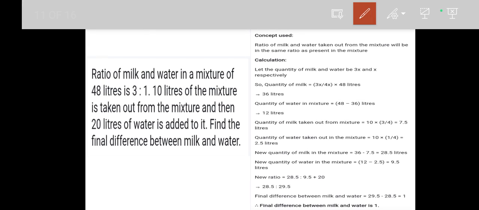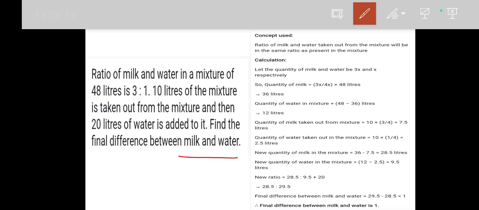Next question. The ratio of milk and water in a mixture of 48 liters is 3 is to 1. 10 liters of the mixture is taken out from the mixture and then 20 liters of water is added to the mixture. Find the final difference between milk and water. So we have a ratio of milk and water. There is a total mixture of 48 liters, and in that milk is to water is 3 is to 1. 10 liters from that entire mixture is taken out and then 20 liters of water is added. So we need to find the difference between milk and water.